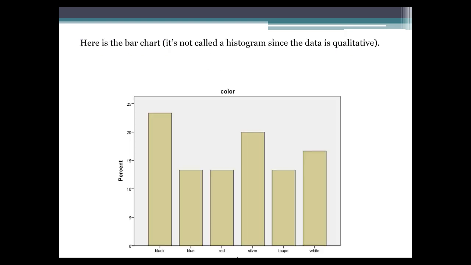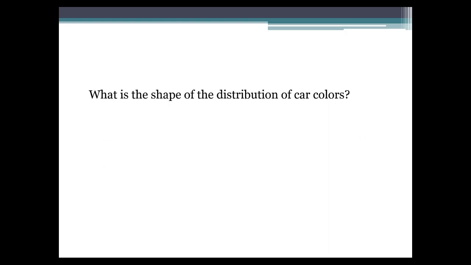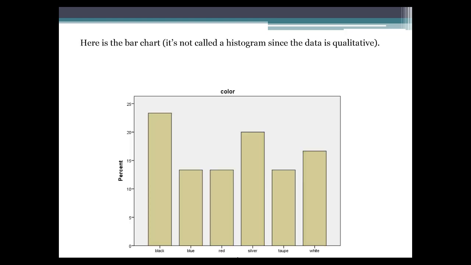Here's the bar chart. So we've got, it looks like 23 or so % of all the cars in the data set were black, etc. The reason I wanted to show you this primarily is I wanted to ask you, what is the shape of the distribution? So looking at this distribution, would you say that's uniform? Would you say it's skewed to the right? Would you say it's bell-shaped?